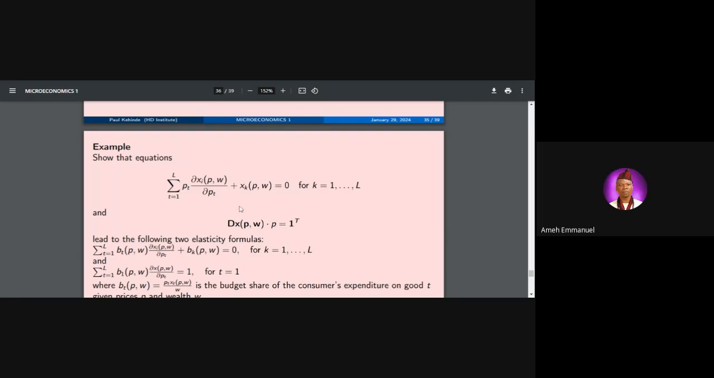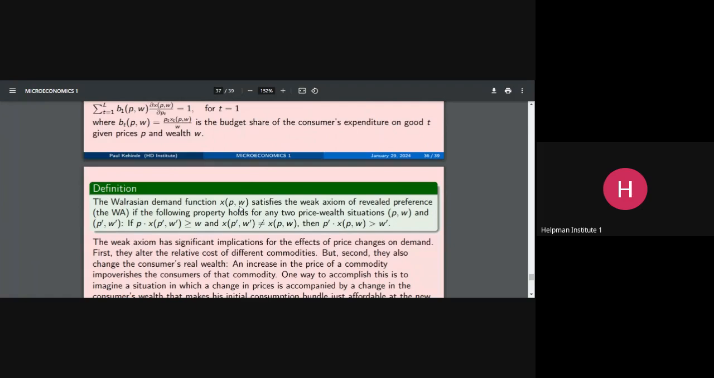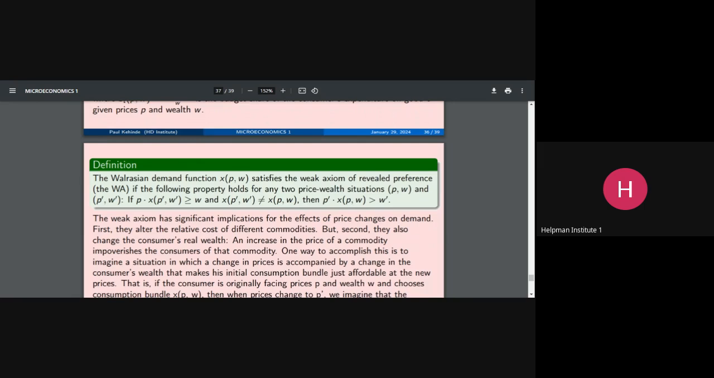Okay, no problem. So here is another section of this class: where our Walrasian demand function satisfies the weak axiom. Remember the weak axiom? Our old friend has resurfaced again. Whenever we have something like this, we want to show that the demand function also satisfies the weak axiom of revealed preference. So how do I show this? We already know what the weak axiom of revealed preference means.